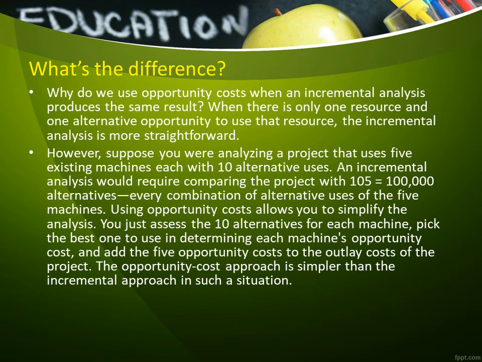of the five machines. Using opportunity costs allows you to simplify the analysis. You just assess the 10 alternatives for each machine, pick the best one to use in determining each machine's opportunity cost, and add the 5 opportunity costs to the outlay cost of the project. The opportunity cost approach is simpler than the incremental approach in such a situation.